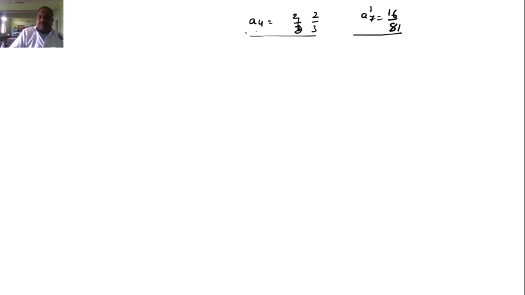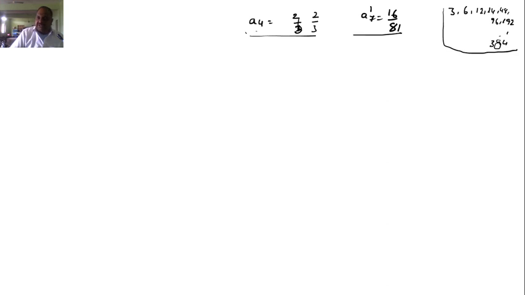Suppose 3, 6, 12, 24, 48, 96, 192. Next, 384. So these are 7 terms. This one is an example: 3, 6, 12, 24, 48, 96, 192 and 384.